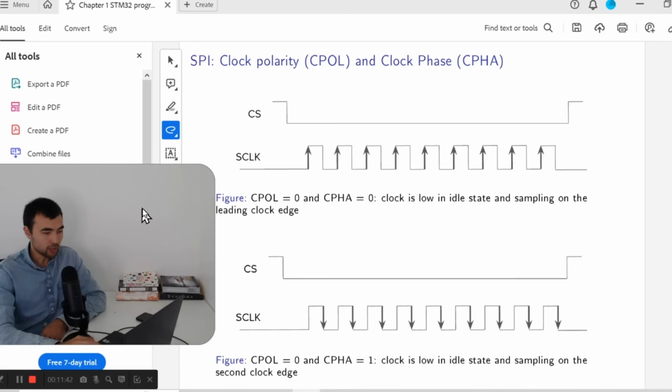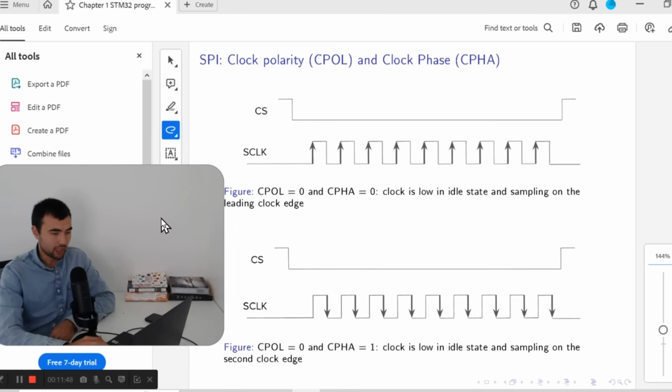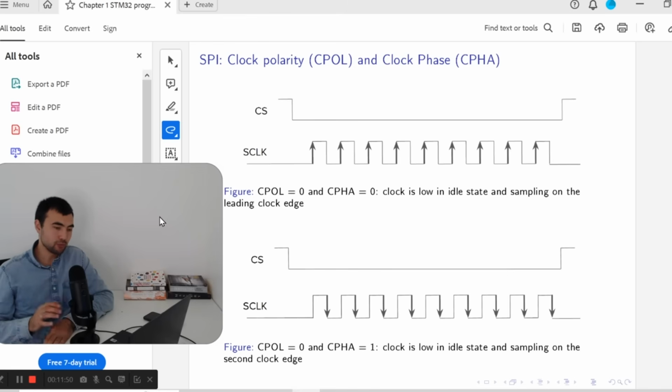And finally, I have to explain these two parameters. It might look a bit complicated, but it is actually pretty simple. During the configuration of the SPI interface, we have to specify them. These two parameters are clock polarity and clock phase. When clock polarity is 0, the idle state of the clock line is low. So when we don't have any data transaction, in idle state we have a low state on the clock line.